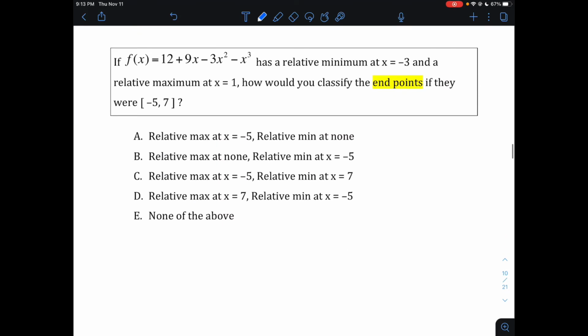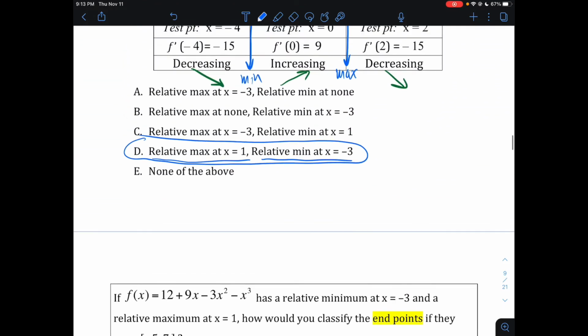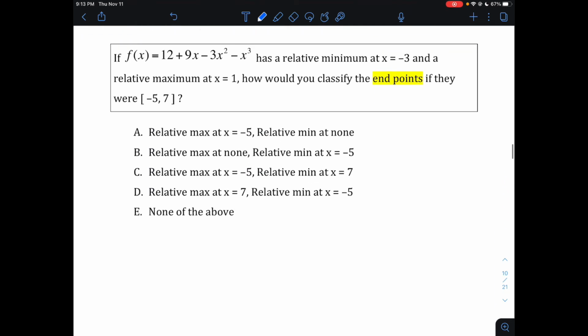All right, something else to consider with this function. If f of x is equal to 12 plus 9x minus 3x squared minus x cubed has relative minimum at x equal -3 and relative maximum at x equal 1, as we were just talking about here, how would you classify the endpoints if they were -5, 7? So meaning our domain is restricted from -5 to 7.